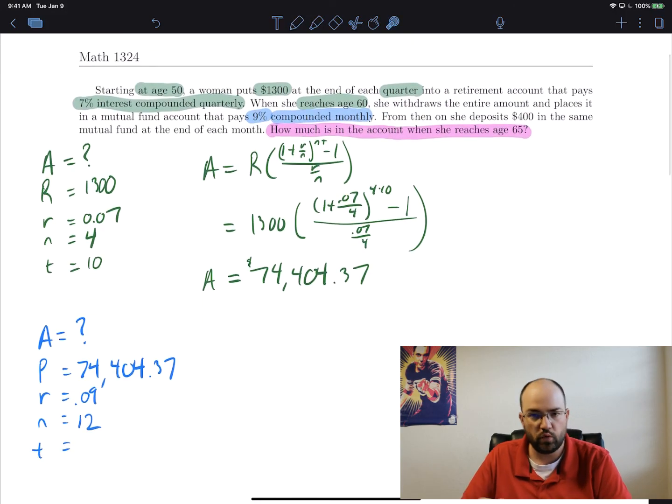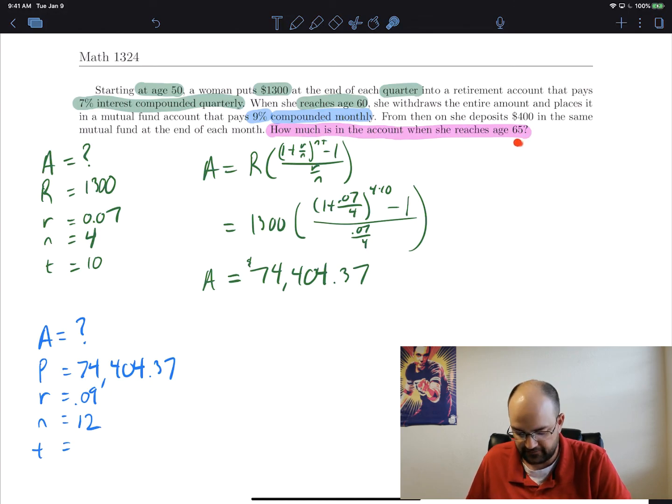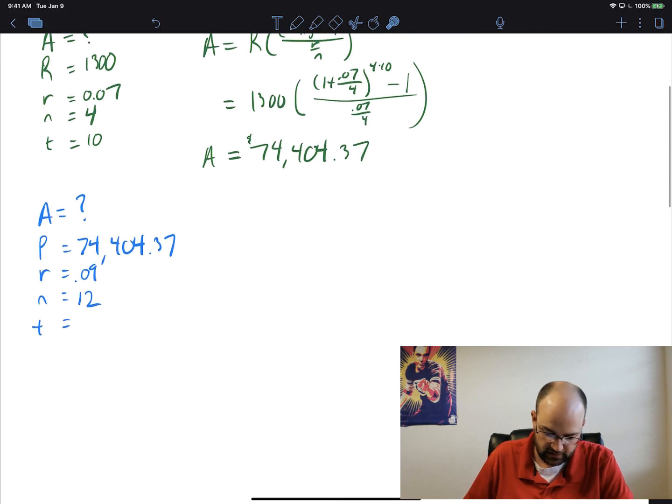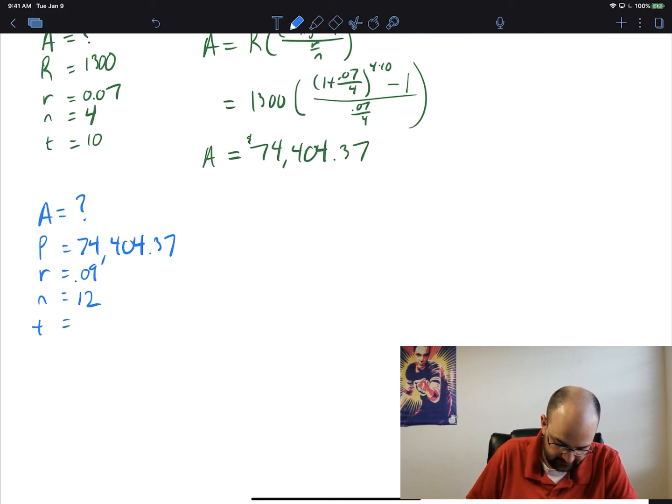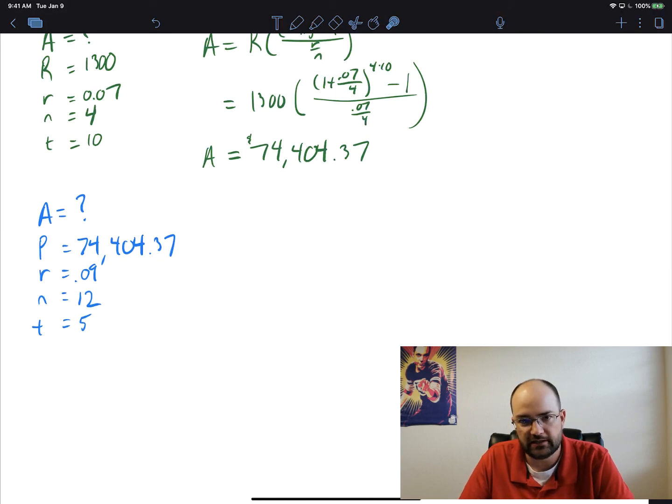And t, what is t? Well, if she's reaching age 65, having started at age 60 this time, because that's whenever she put the money into the bank, 65 minus 60 is 5 years. In other words, in 5 years, how much will this amount then be worth in the bank account?